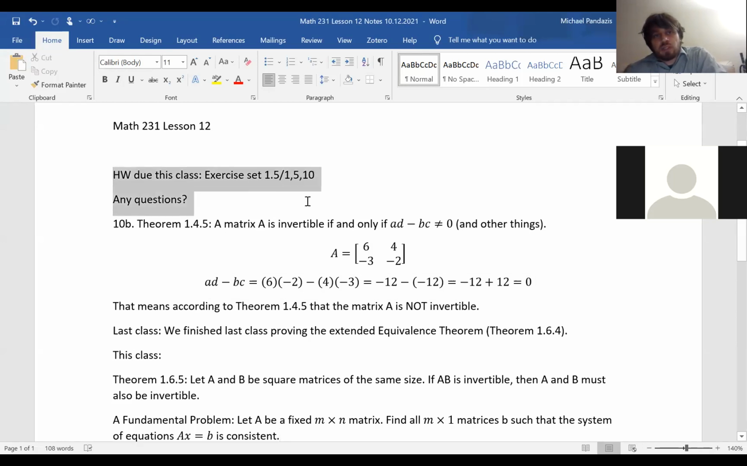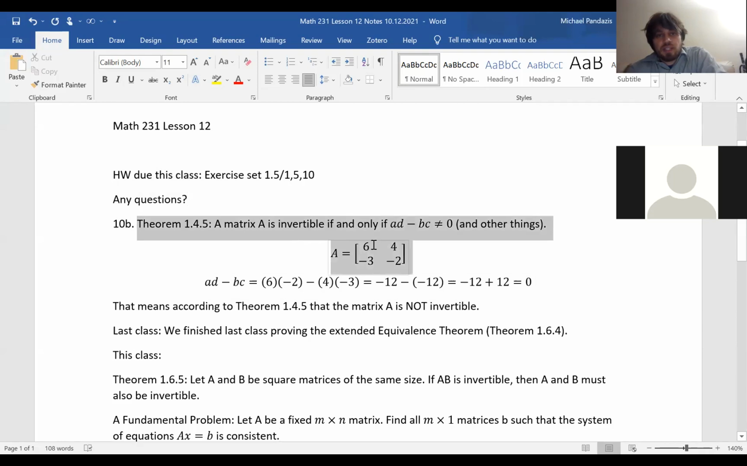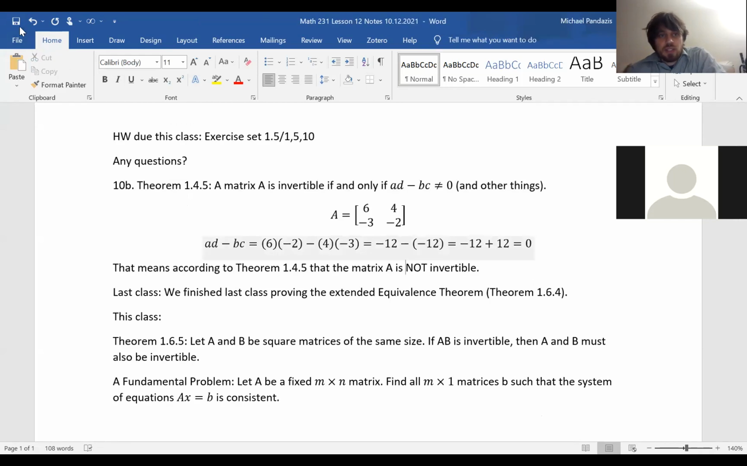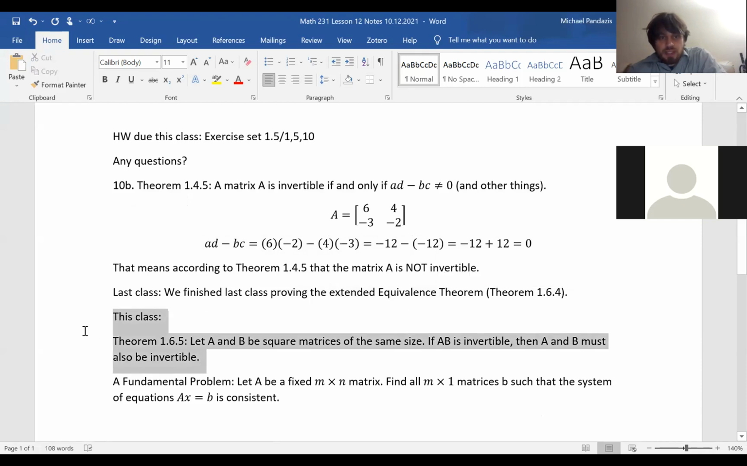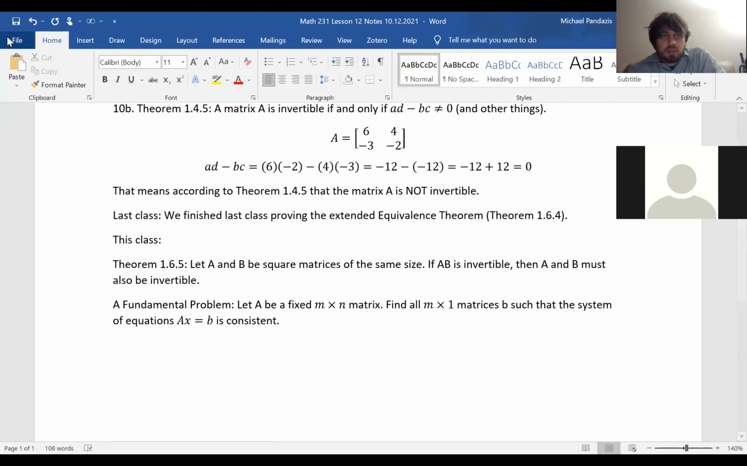We just went over the homework, and I went over 10b using this theorem. Since AD minus BC is 0, the theorem implies that this given matrix is not invertible. I said last class we proved the extended equivalence theorem, theorem 1.6.4. I stated this theorem, and now I'm giving this fundamental problem.